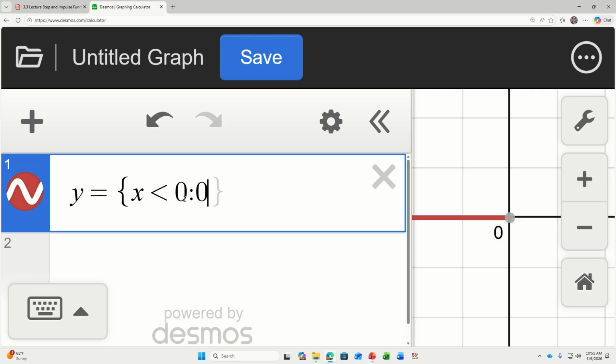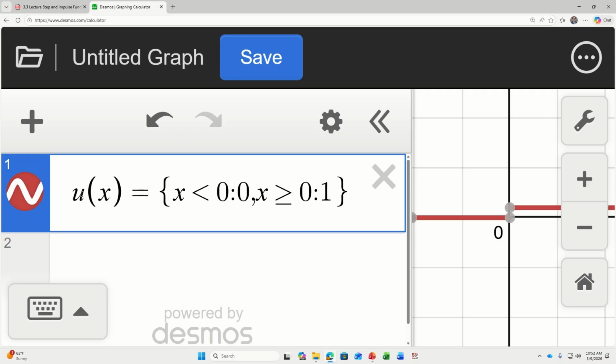So you use a colon to designate what the output of your function is going to be. And then for x greater than 0, or you could write greater than or equal to, it honestly doesn't matter, we want this to be 1. And we want to name our function u for unit step function, and it's a function of x. We write u of x equals that in Desmos.